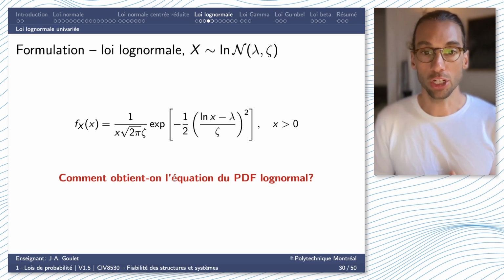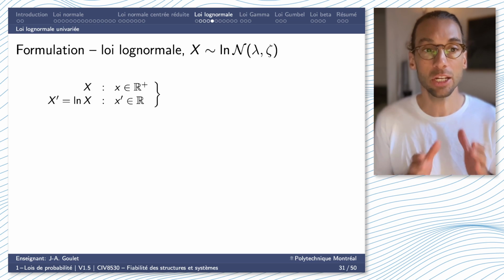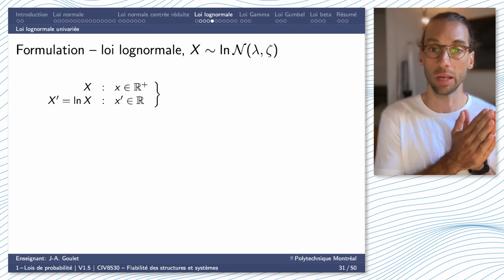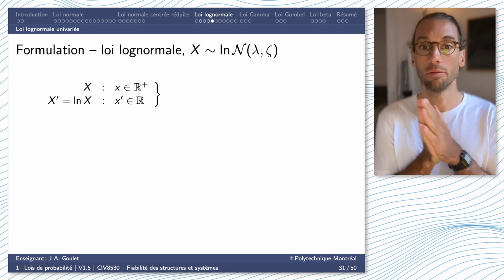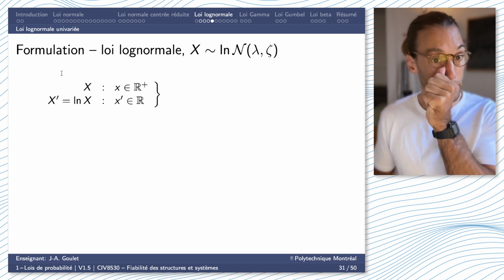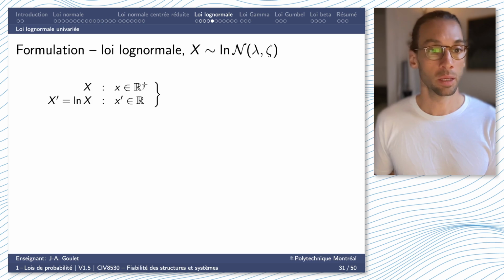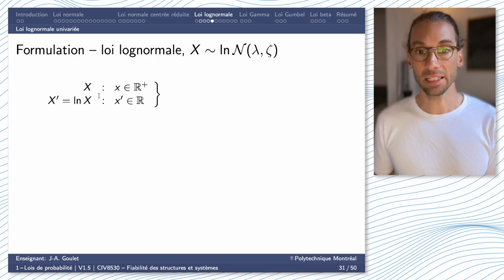We're going to answer the question: how do we obtain that expression for the log normal random variable? We obtain it through the change of variable rules we saw in module 0, when we have functions of random variables. In this case, x is my log normal random variable defined for x in the positive real numbers. Then x prime, which is equal to the transformation ln of x, is going to be defined in the real numbers. If I take the log of something positive, it's going to give me something that is real.